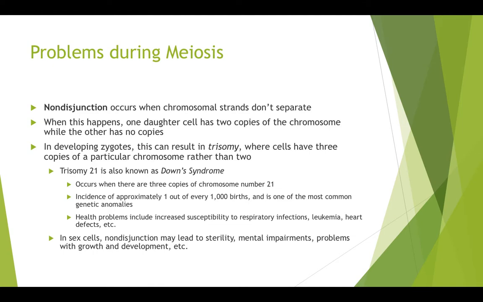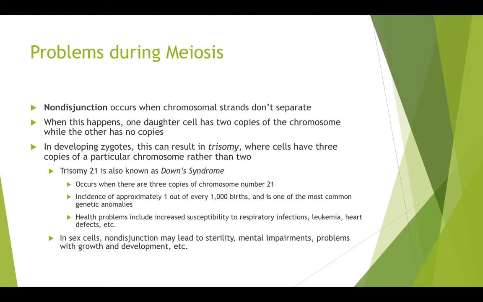When we've got non-disjunction in sex cells, this can lead to sterility, mental impairments, problems with growth and development. There are two that are, I guess, a bit more common than others, and they are two of the conditions that are often referred to as intersex conditions. One of them is Klinefelter syndrome. This is where a male has two copies of an X and a Y.